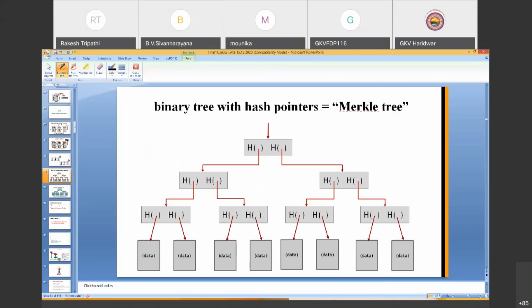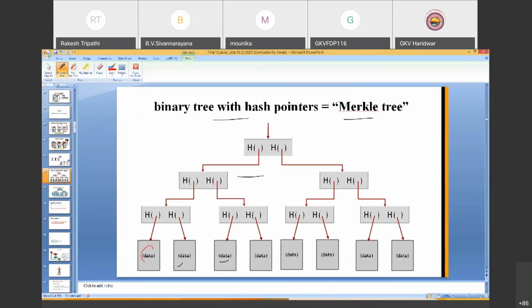Likewise, a blockchain was a linked list with hash pointers. Here we have a binary tree with hash pointers, called a Merkle tree. The scientist who developed this was called Ralph Merkle. And here what we do is, all data will be in the leaves.